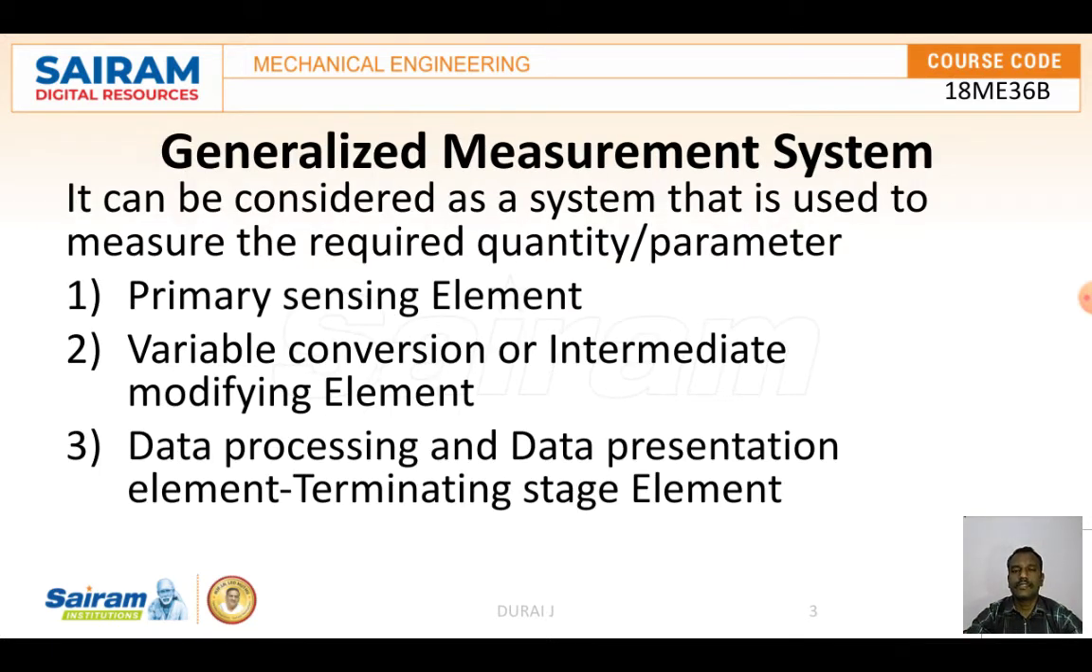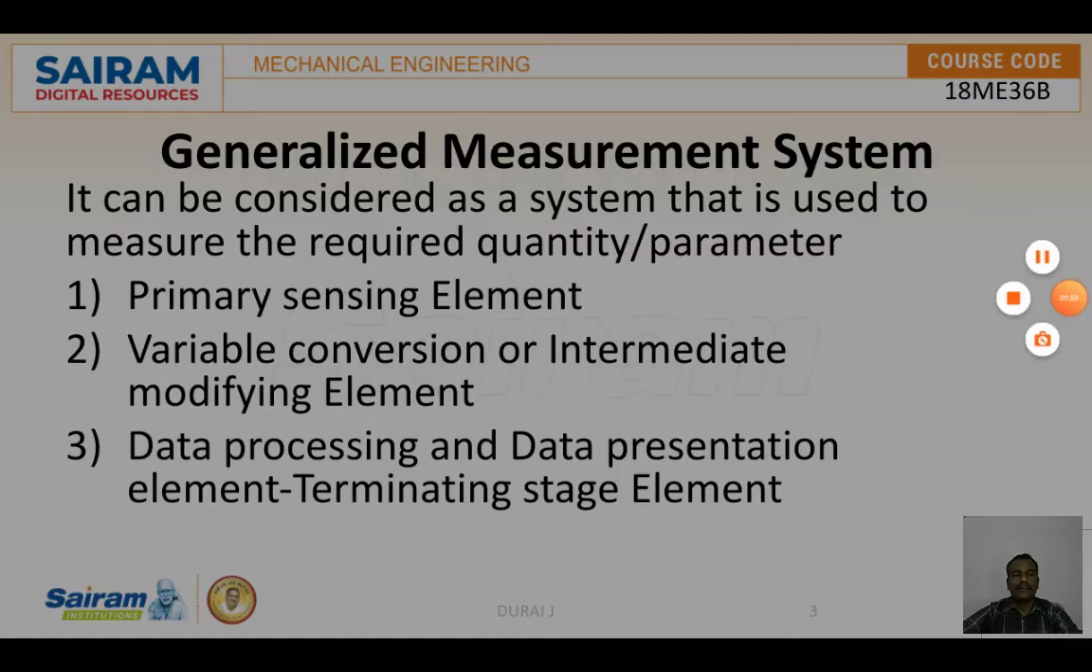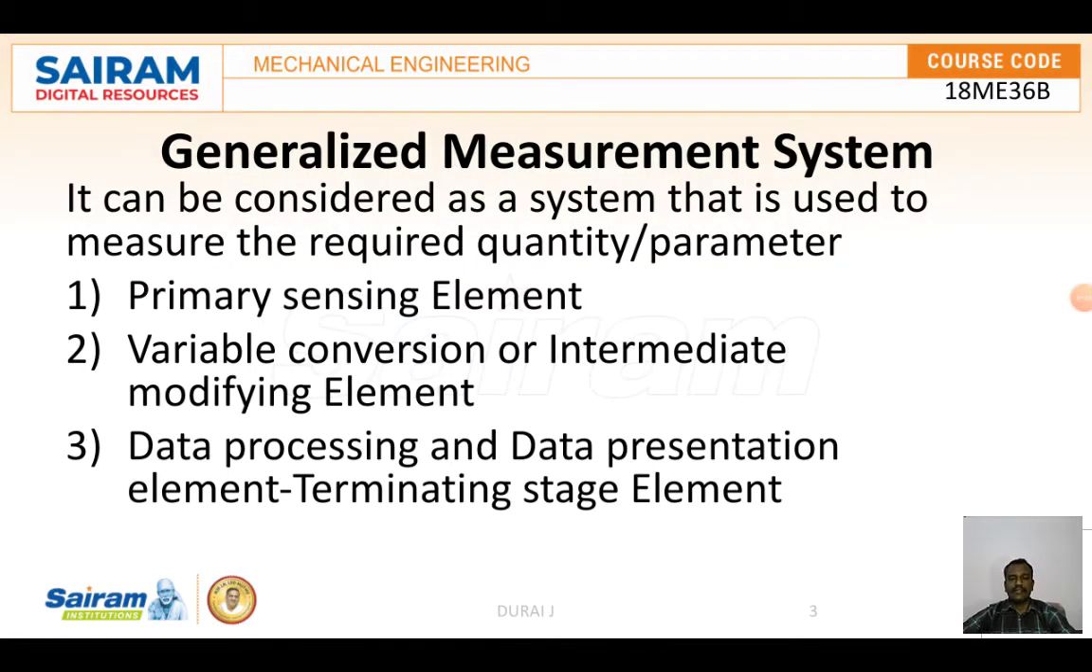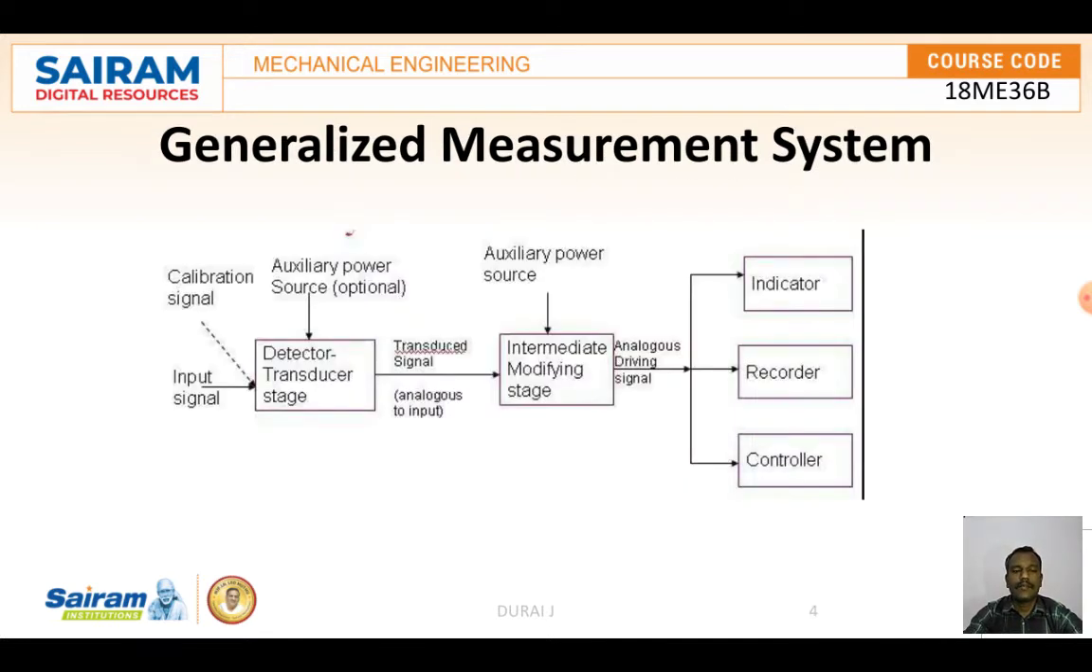First we are going to discuss the generalized measurement. Normally it considers the system that is used to measure the required quantity or parameter. In the generalized measurement there is a primary sensing element, a conversion unit, and an output, that is the data processing or data presentation element. You can also call it the terminating stage element. So, with the sensing element, conversion unit, and output unit, this is a simple way we can remember the generalized measurement system.